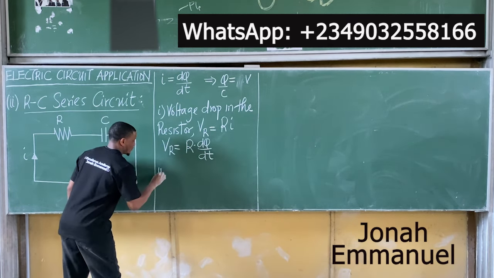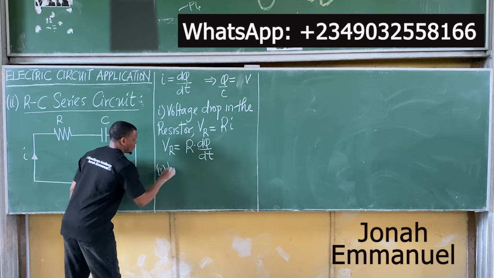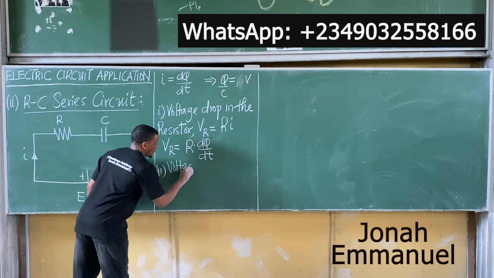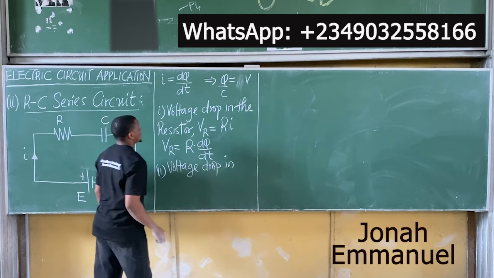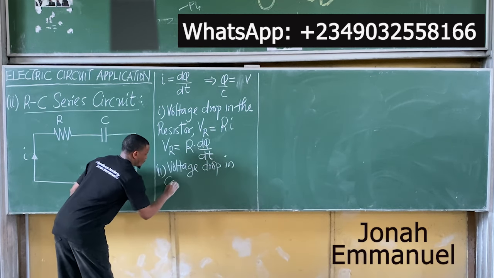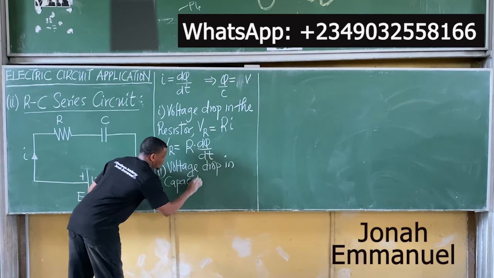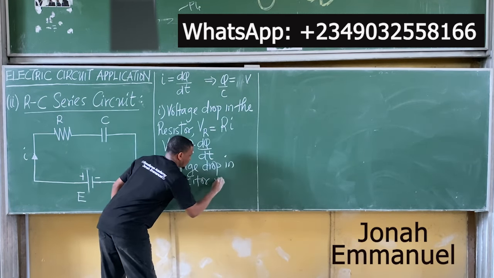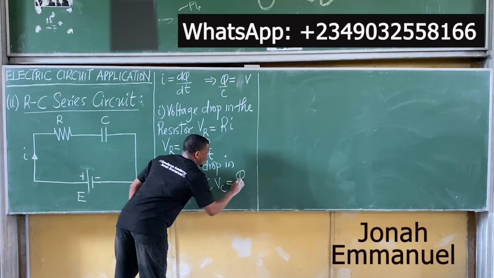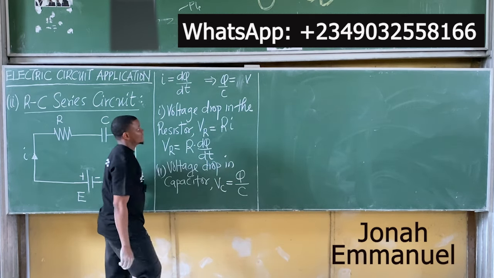Number two, the voltage drop in the capacitor. You've seen it here. That's V of C is equal to Q all over C.